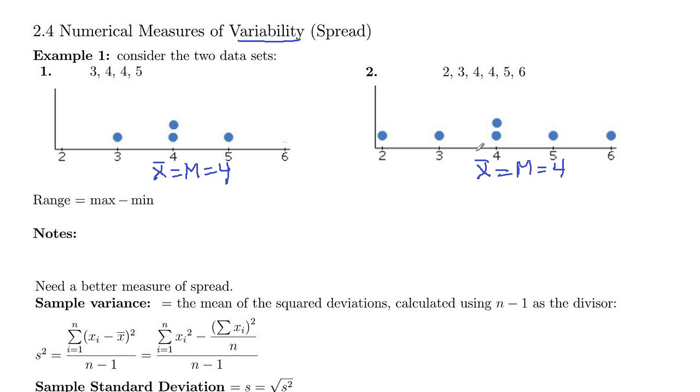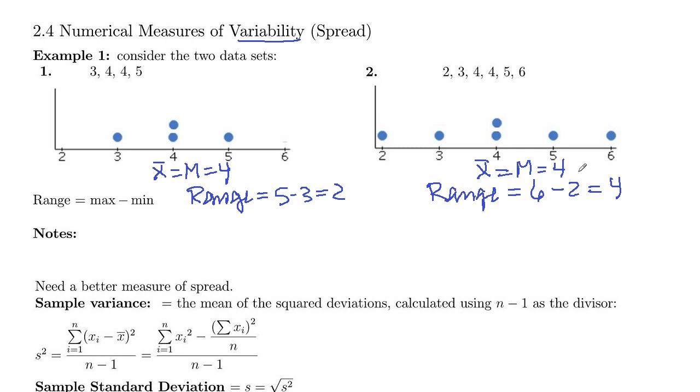But that's not all that describes a data set. We also have to consider variability. So one measure of variability is the range, which is just the biggest minus the smallest value in the set. So for this set here, our range would be 5 minus 3, which is 2. And then over here, our range will equal 6 minus 2, which is 4. So looking at the range, this data set is more spread out. It's got more variation around the mean.